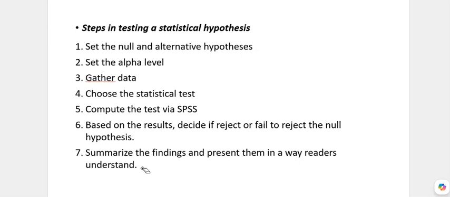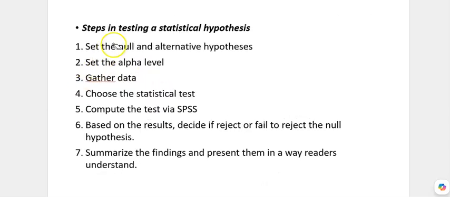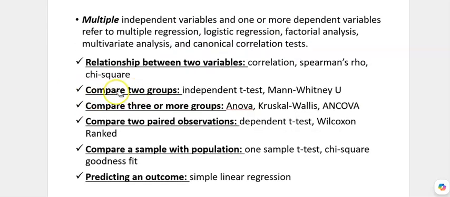So, steps in testing a statistical hypothesis. First, what you have to do in the very beginning is set the null and an alternative hypothesis. So there is no relationship between the two, and then there is a relationship between the two. That can be the relationship hypothesis. And then also the null hypothesis can be there is no difference between the means, and the alternative is there is a significant difference between the means. So that can be here, comparing the means.